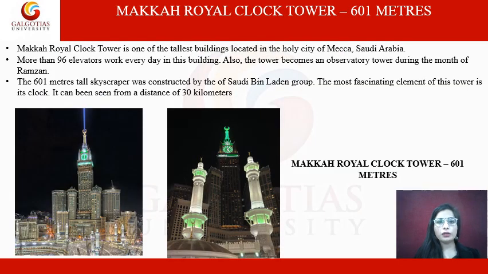Now we have the Makkah Royal Clock Tower. It is situated very close to the famous Grand Mosque. The construction of this building took around 7 years. In 2011, the clock tower was opened to the general public. Its height is 601 meters. It has 96 elevators working every day in this building. Also, the tower becomes an observatory tower during the month of Ramzan. So here you can see more detail about this Makkah Royal Clock Tower.